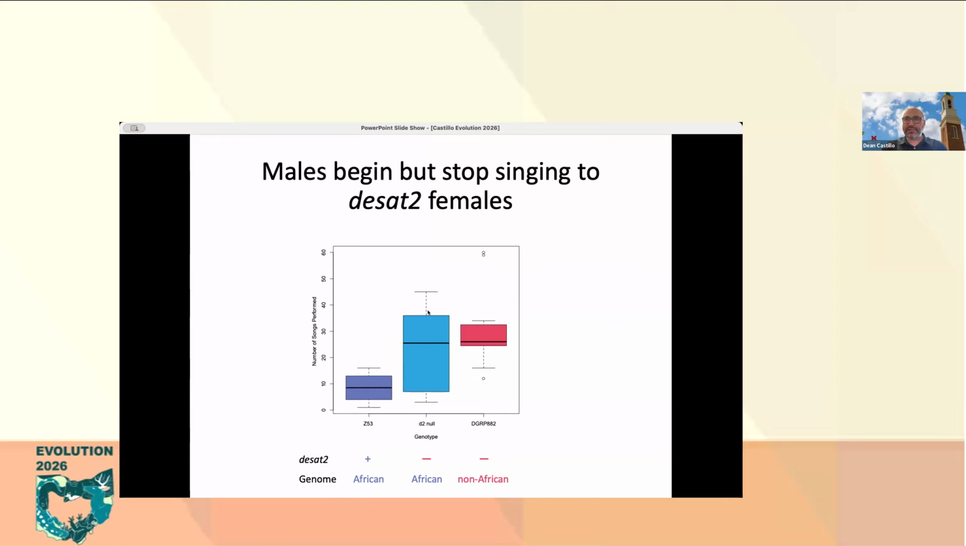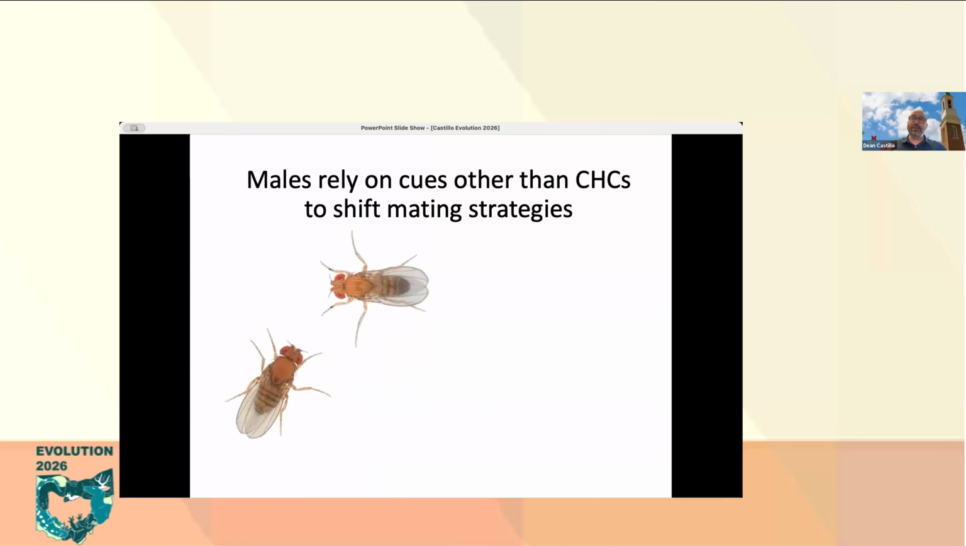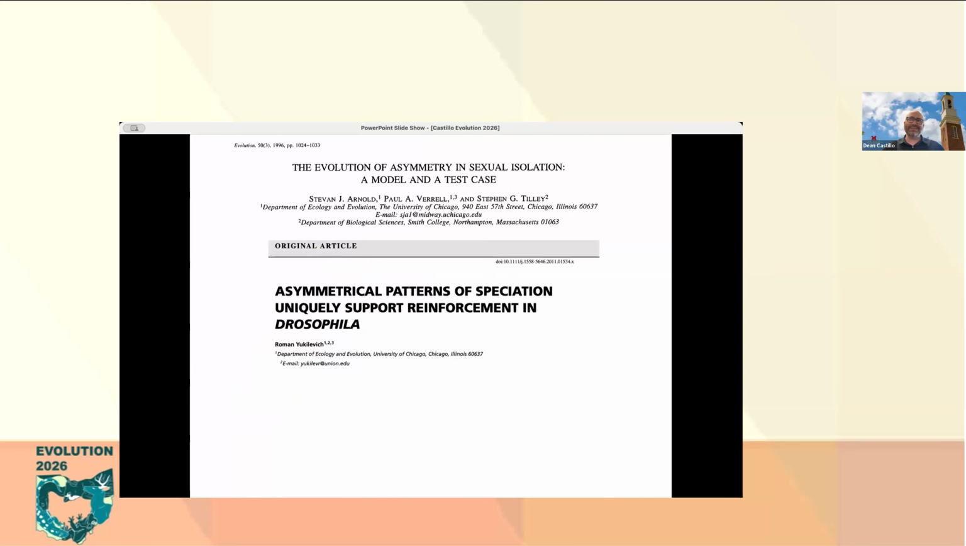So there's a lot of variation in this phenotype, but there is a significant difference in the statistical models. So again, it looks like males are relying on other cues. We know females perform rejection behaviors and receptivity behaviors, so we're going to start looking at those female-based behaviors. And why is this important?